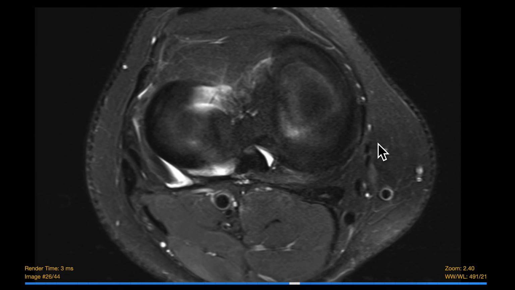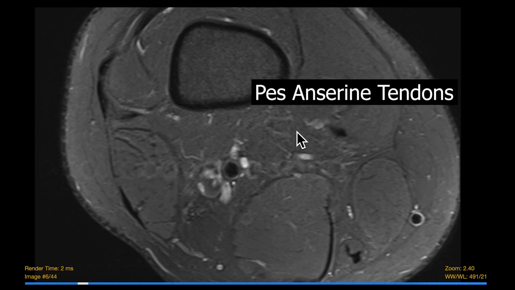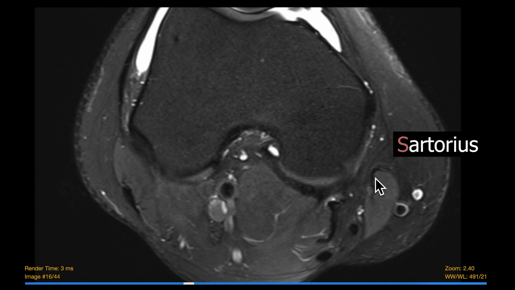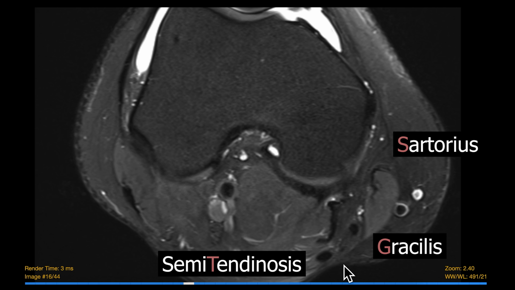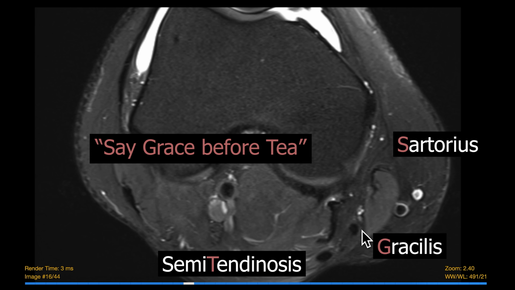There are also these three tendons at the medial aspect of the knee, which together are called the pes anserine tendons. So if you follow them up from the medial thigh, this is the sartorius muscle, and this will be the sartorius tendon. Immediately posterior to that, this rounded structure here will be the gracilis tendon, and then the most posterior small rounded structure here will be the semitendinosus tendon. And there's a mnemonic for this which says say grace before tea, so sartorius, gracilis, and semitendinosus.